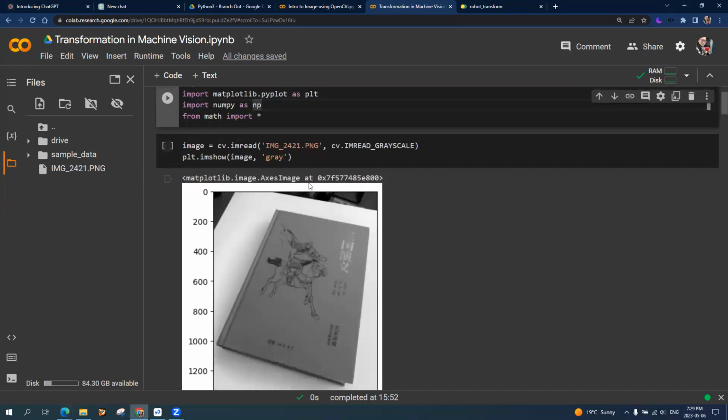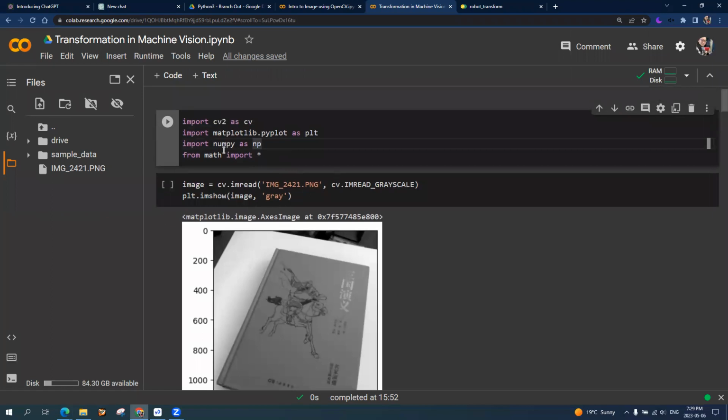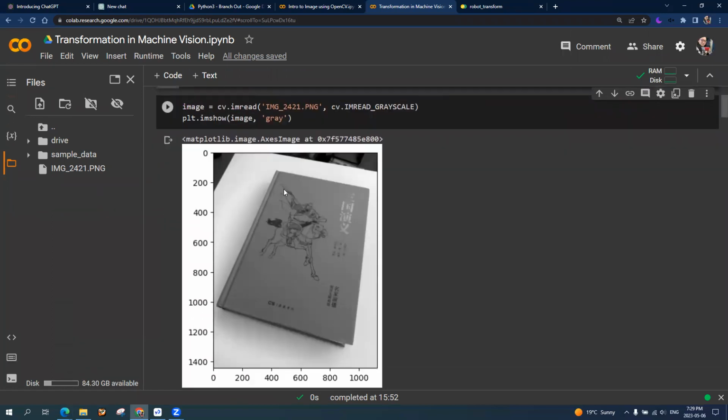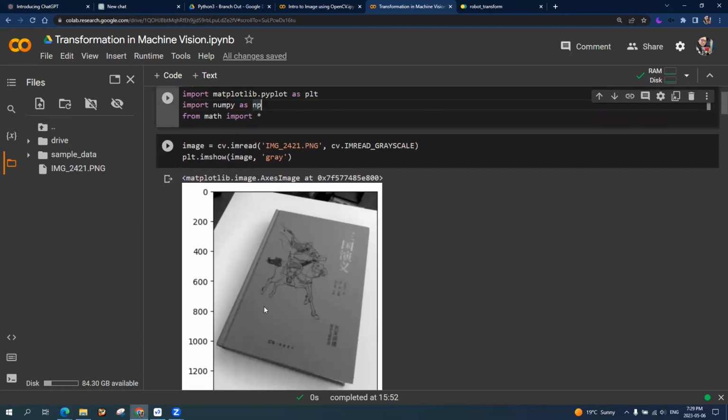So I'm going to skip this section. We're just doing the necessary importing and reading the image in. You can see I provided an image, and this image is not straight, right? It is at an angle and tilted. So let's see if we can try to make it straight.